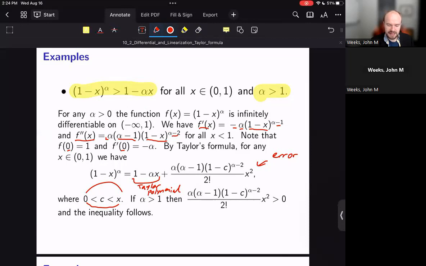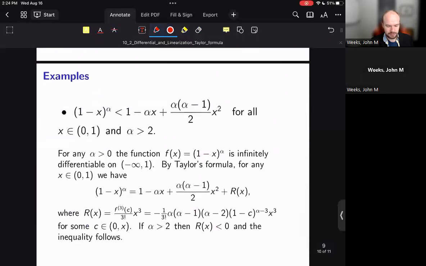Well, remember, c is in between 0 and x, and that x is in between 0 and 1. So 1 minus c is positive. Of course, taking it to the alpha minus 2, that's still going to be a positive term. Alpha is positive since it's greater than 1. Alpha minus 1 is also positive. Everything here, in fact, is going to be positive since, again, x is going to be greater than 0. So this whole thing is positive, and the inequality follows. So that gets us everything that we need.